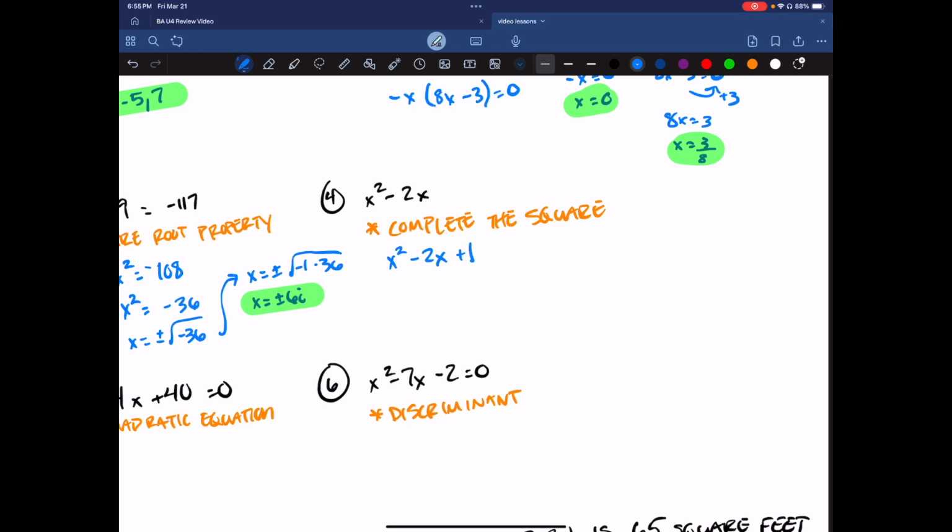And so when I do that, I get x squared minus 2x plus 1. So again, I took half of the middle term, -2 divided by 2. That gives me -1, which I'm then going to square, and that gives me +1. And that's what I put here. Okay. So now x squared minus 2x plus 1 is something that will factor. And not only will it factor, but it will factor rather nicely.